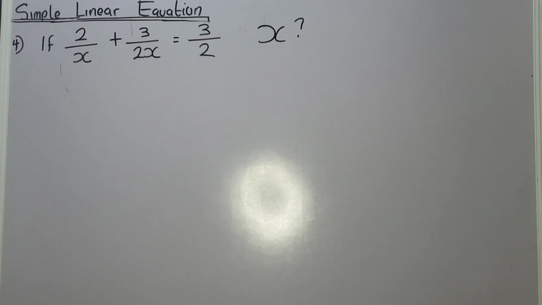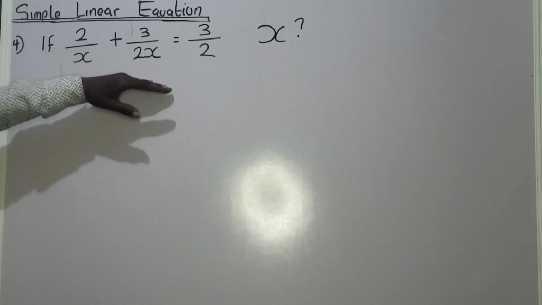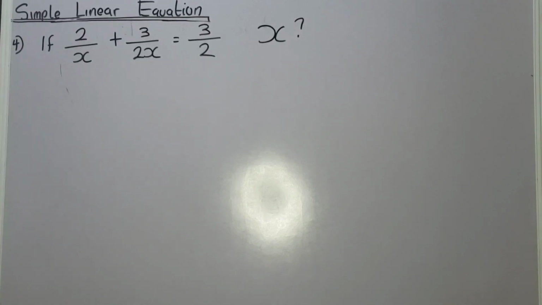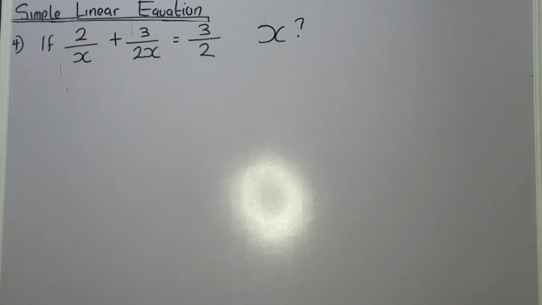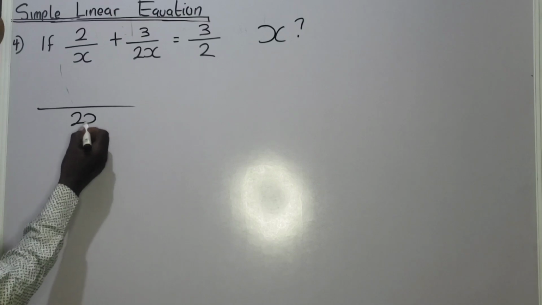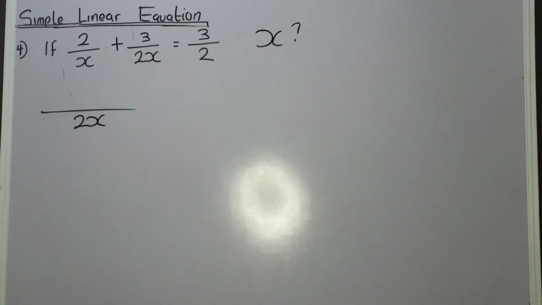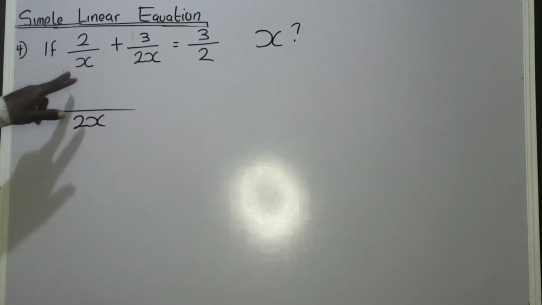But I'm going to do it in the second way, which is taking the LCM of the left hand side of the equation and then taking the cross product. You understand? Now the left hand side of this equation is 2 over x plus 3 over 2x. Now let's take the LCM of the denominator. The LCM of the denominator is 2x because 2x can easily be divisible by both x and 2x.